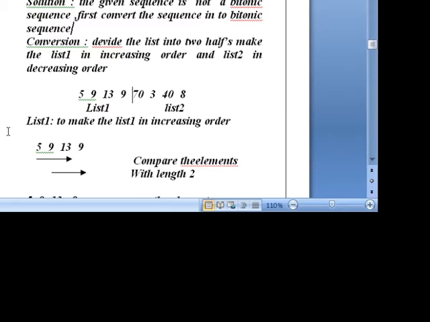Dear students, in this video lecture I am going to explain how to sort a list of elements using Bitonic sort. The list is not in Bitonic sequence. Coming to here, sort the following sequence using Bitonic sort.